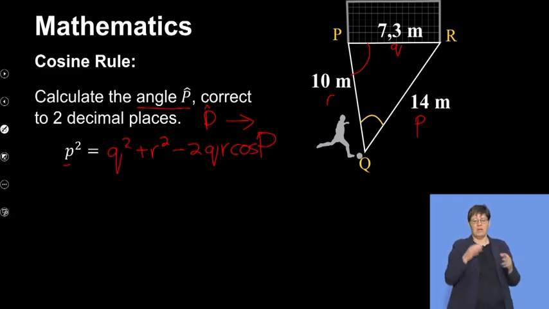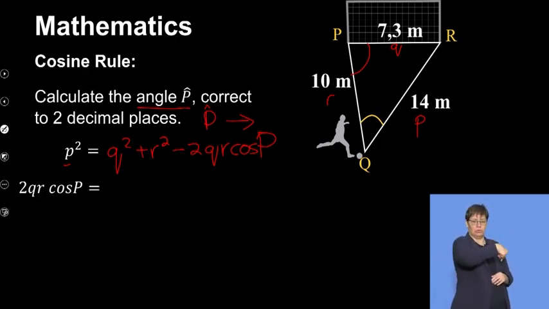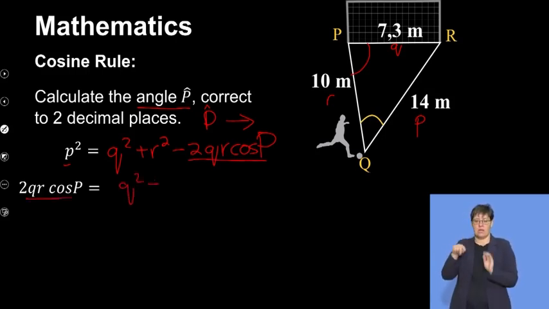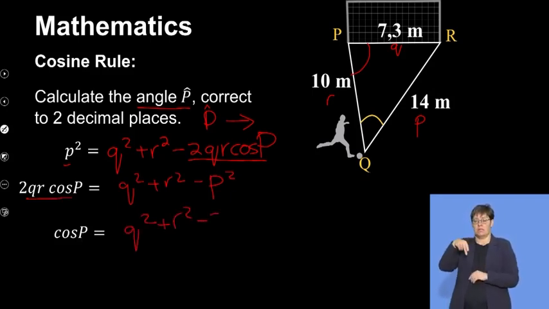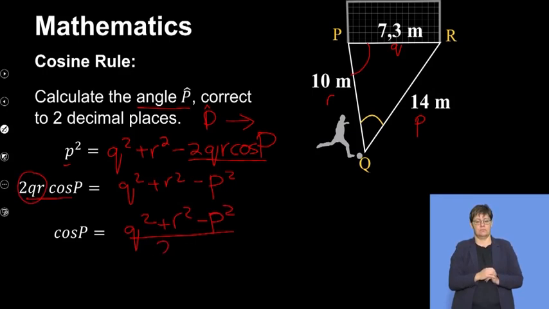Okay, now at this point you can decide, either you can substitute in right away or you can decide to move things around. I'm going to move things around first and then substitute. So first I'm going to bring this onto this side, so it becomes 2QR. On this side I'm going to have Q squared plus R squared minus P squared, because that comes onto this side. And then obviously I've got to just divide by whatever is left over on that side, which is this 2QR.